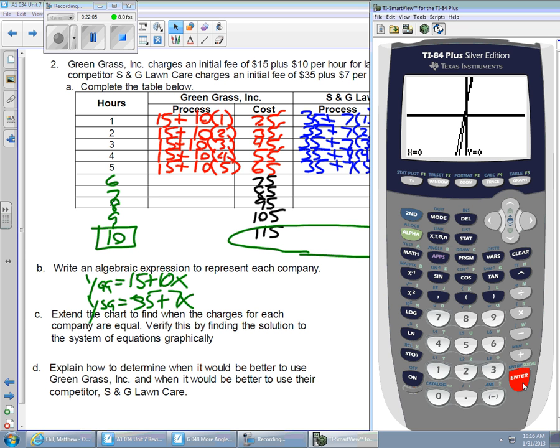All right, it does appear that they are crossing somewhere in that y-axis. So I'm going to second calculate that intersection. Okay, and I believe we're probably close enough to hit enter 3 times, and there we go.